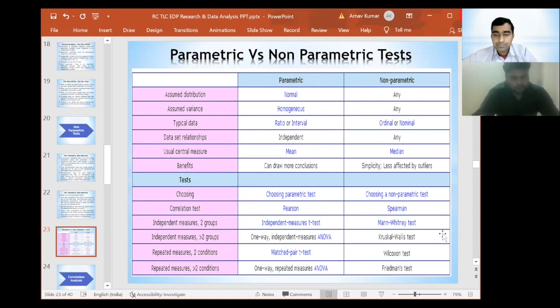So let me now take you to the R software, and we can see if we can do something.